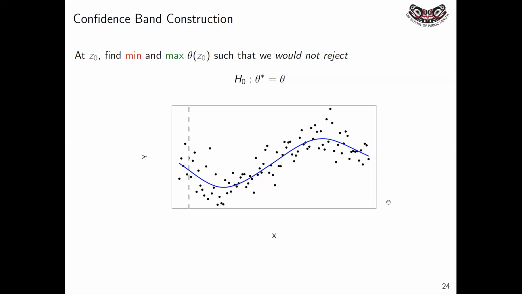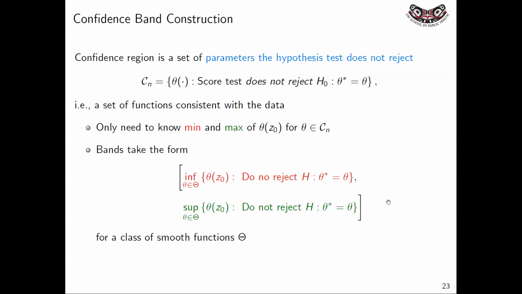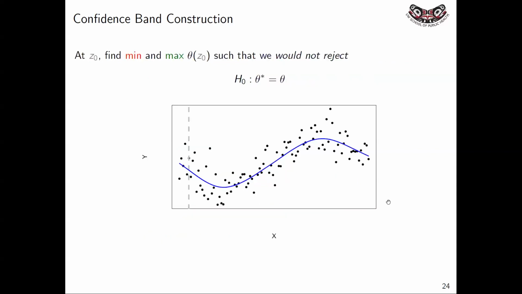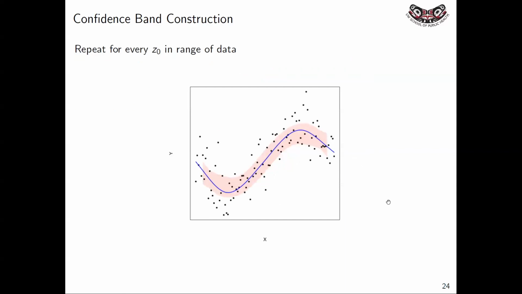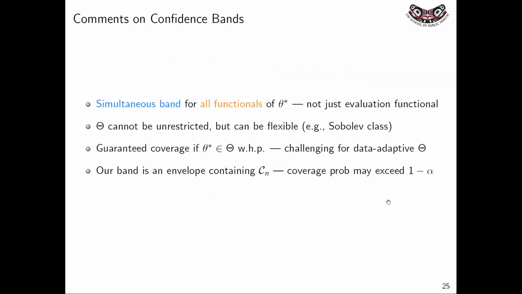What I was saying is that for the confidence band, we need this smooth class of functions to contain our true parameter, and that's not guaranteed. That's something we might not have all the time. So the construction of the confidence band requires some additional assumptions. So theta cannot be unrestricted, but can be flexible.